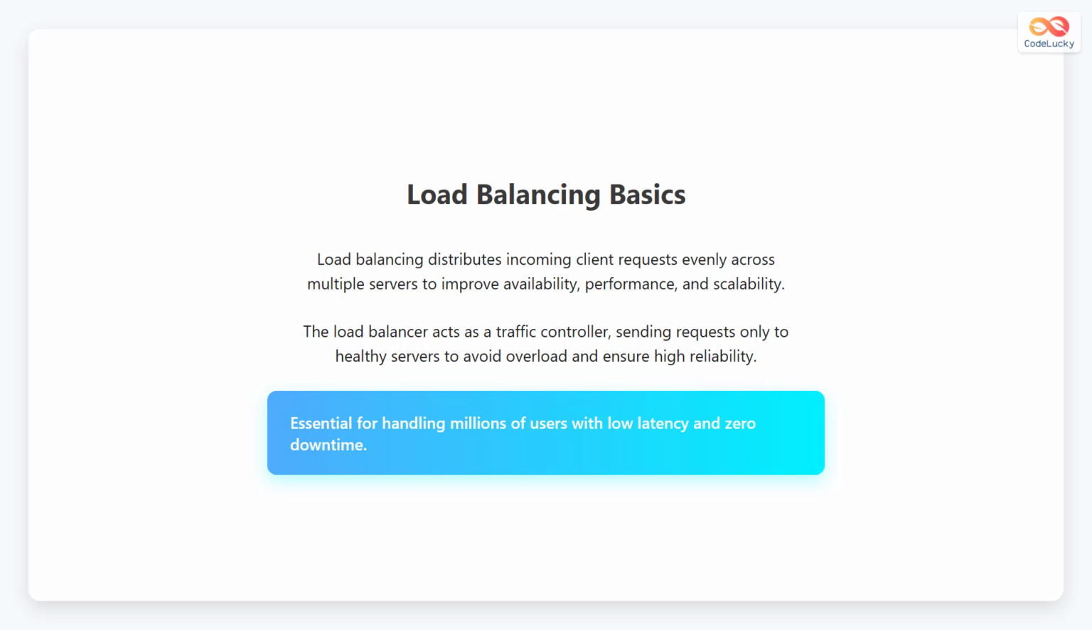Load balancing is the process of distributing incoming network or application traffic across multiple servers to ensure no single server becomes overwhelmed. This increases availability and responsiveness. Load balancers also monitor server health and route requests to only healthy servers, providing fault tolerance and scalability for handling millions of users efficiently.